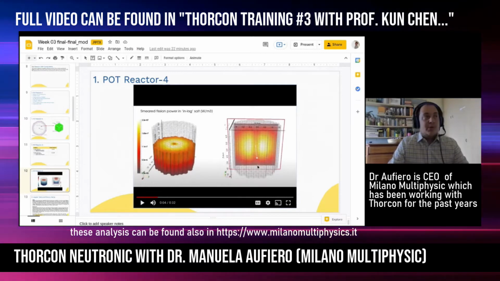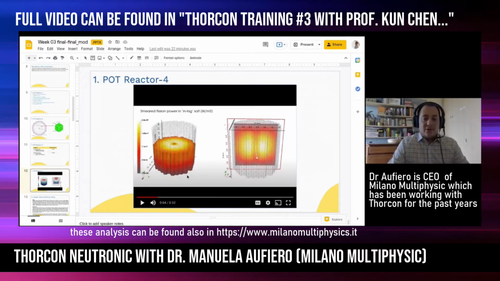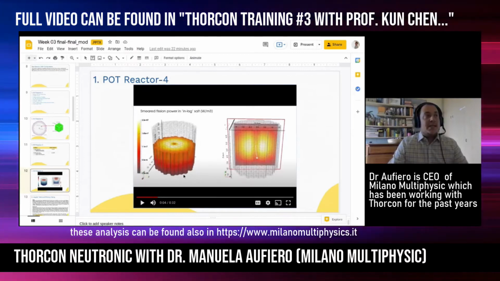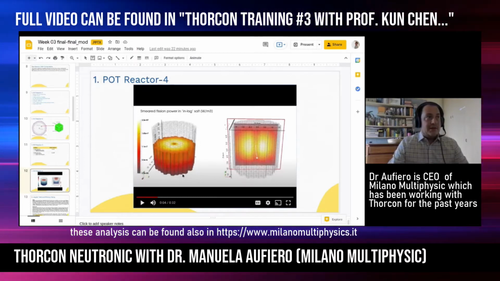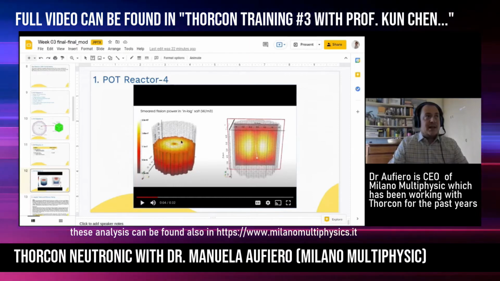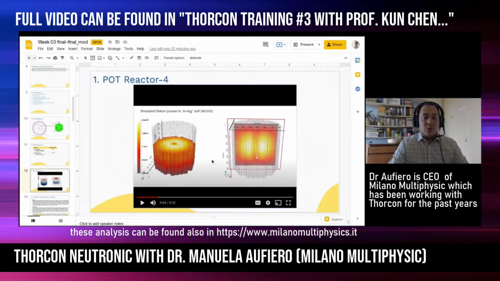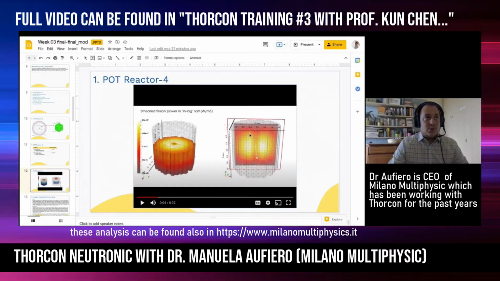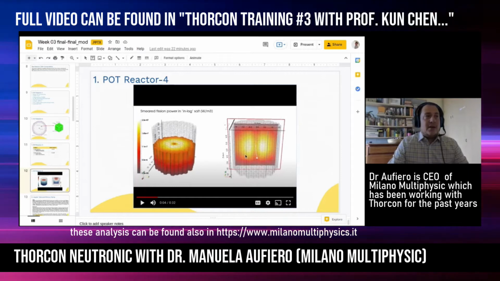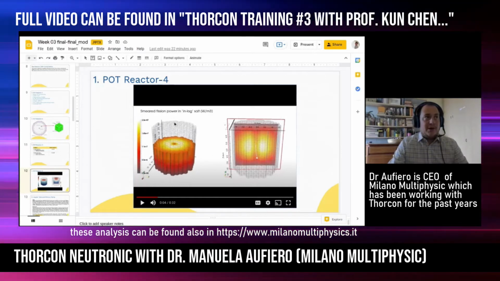In a common reactor of pseudo-cylindrical shape, we expect the distribution to follow a cosine along the z-axis and a Bessel function toward the radius. And this is what we have. At the center, we have the peak of the power, and we have lower power density at the bottom, the top, and the radial periphery.